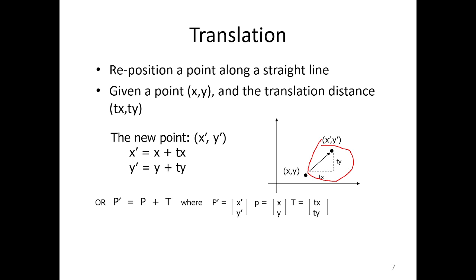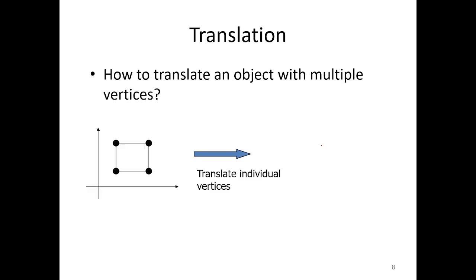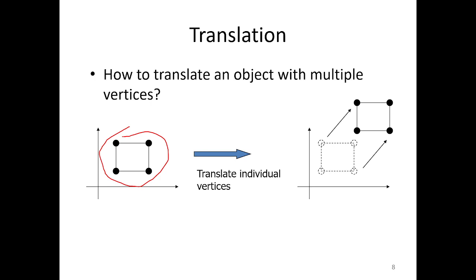Okay, how can we translate an object with multiple vertices? For example, we can take an object and change its position, that is, we can translate individual vertices. This is one vertex, 2, 3, 4. So completely we can change it likewise.